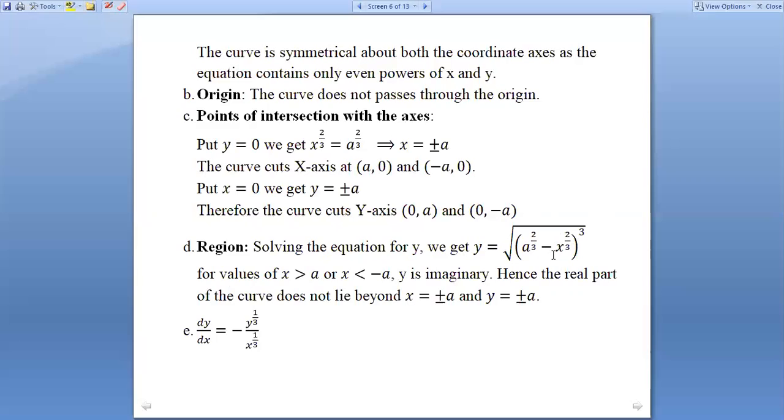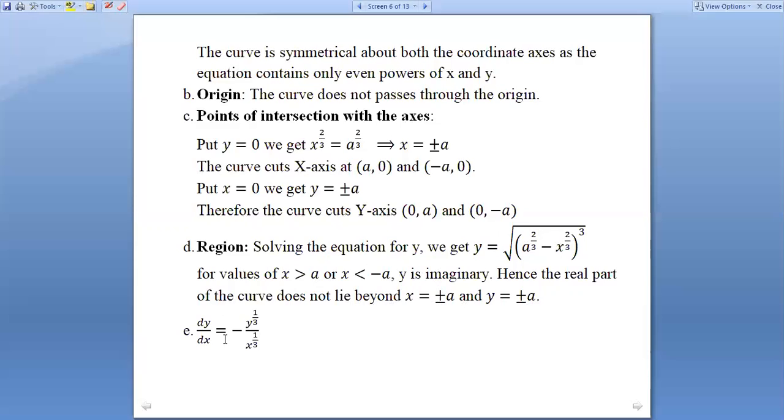Since it becomes a negative value, whole cube is again a negative value, so y becomes imaginary. And also if x is less than minus a, again this becomes a negative quantity, because when you substitute x is equal to minus a, it has a minus a whole square, it becomes plus a only, less than minus a. So still this value is a negative value, so y is imaginary. So for x greater than a or x less than minus a, y is imaginary. So the curve does not lie beyond x is equal to plus or minus a, and y is equal to plus or minus a in this case.